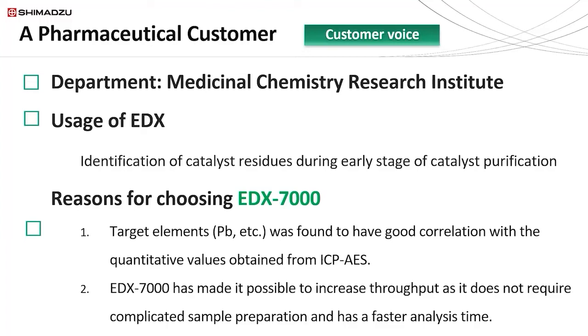And the nice thing is that the EDX 7000 actually had a higher throughput because of the lack of complicated sample preparation as compared to that of the ICP method.